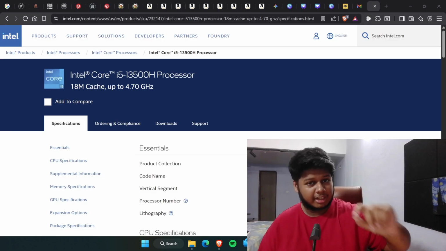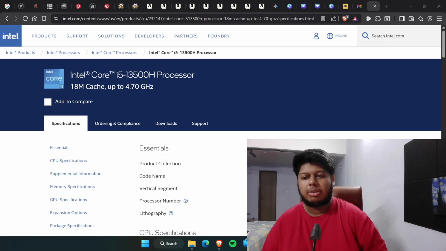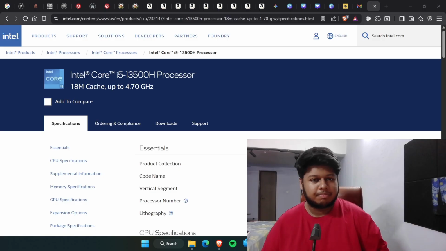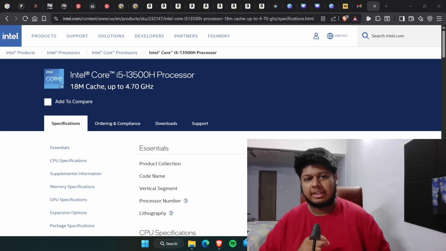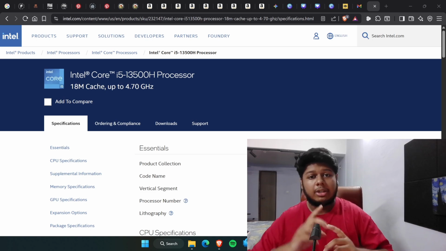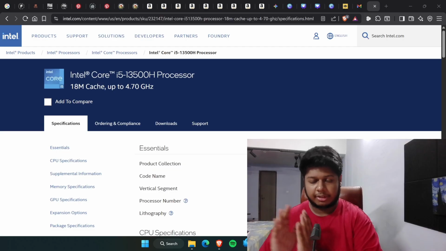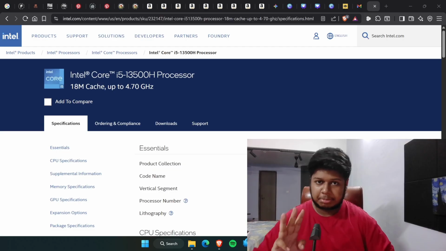You can see 13500H. Now, why am I reading it as 13500H instead of any other way? That is my trick to identifying a processor. So it can be divided into three parts. Right after the i5, the number and the letters you see, 13500H, can be divided into three specific parts.